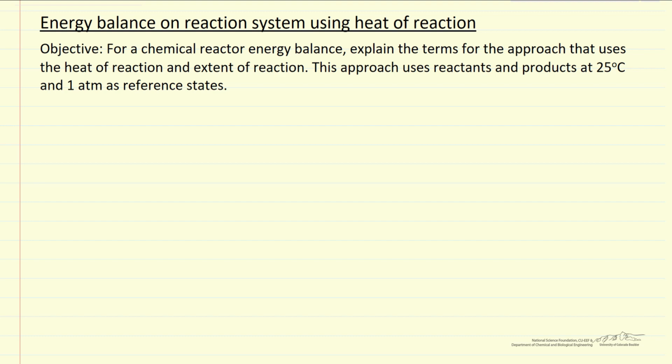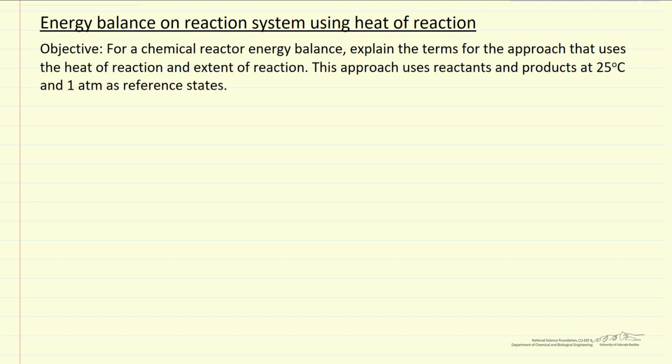Here we're going to discuss one of the two most common ways of doing energy balance on a chemical reactor. In this one, we explicitly use heat of reaction in the energy balance, and we do this by picking as our reference states reactants and products at 25 degrees and 1 atmosphere.